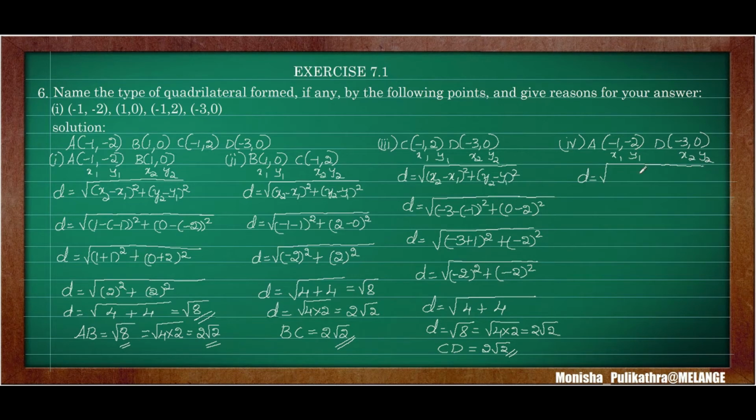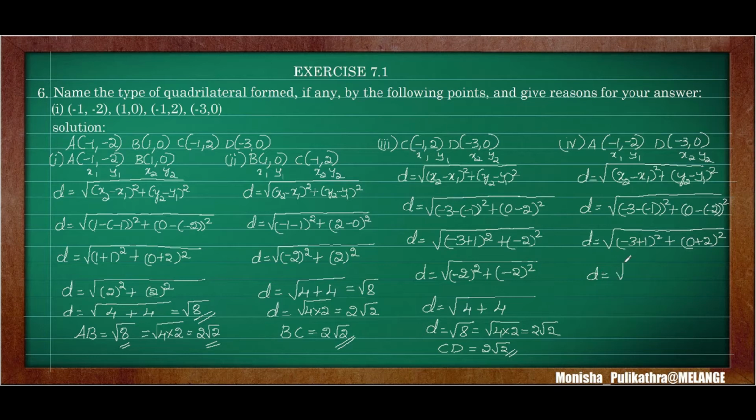Applying distance formula, D is equal to square root of (x2 minus x1) whole square plus (y2 minus y1) whole square. So D is equal to square root of, x2 is minus 3, so write down minus here, and x1 is minus 1, so put a bracket and write minus 1. Plus y2 is 0, minus y1 is minus 2, again put a bracket here. So D is equal to square root of (minus 3 plus 1) whole square plus (0 plus 2) whole square.